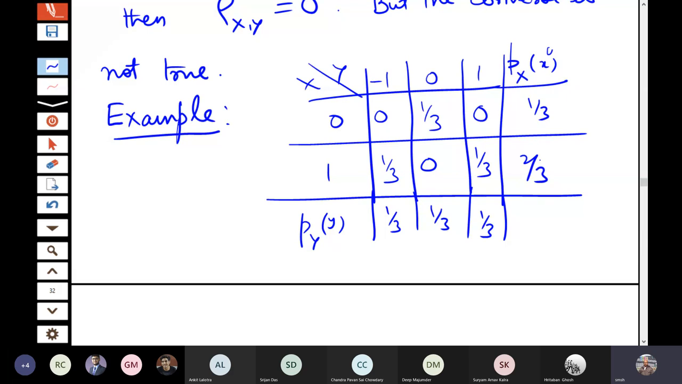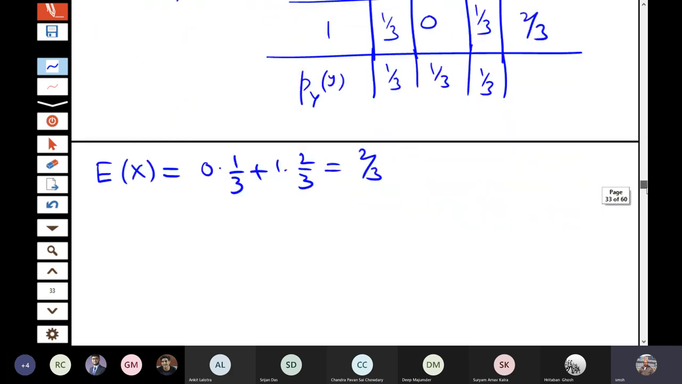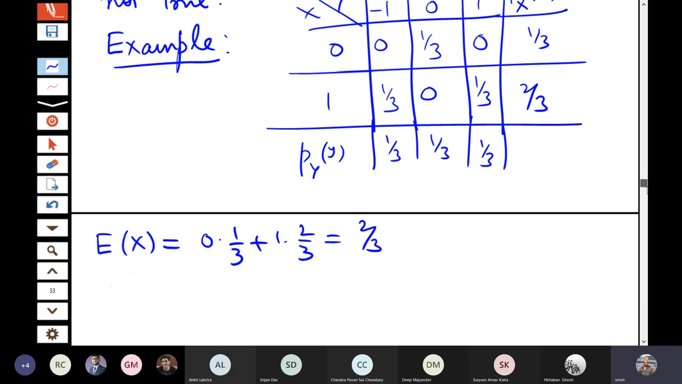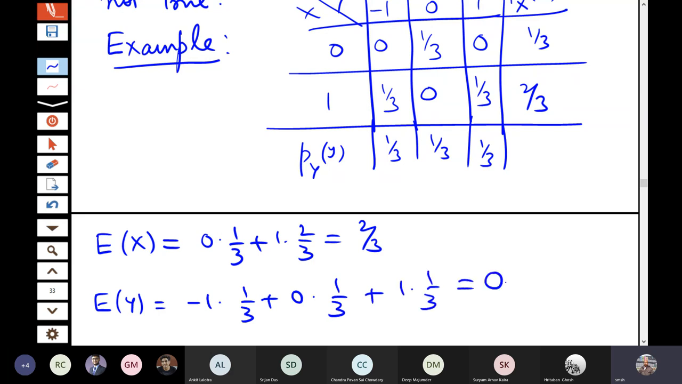So you can easily check here what is the expectation of x. Expectation of x will become 0 into 1 by 3 plus 1 into 2 by 3, that is 2 by 3. What is expectation of y? Expectation of y will become -1 into 1 by 3 plus 0 into 1 by 3 plus 1 into 1 by 3, that is 0.